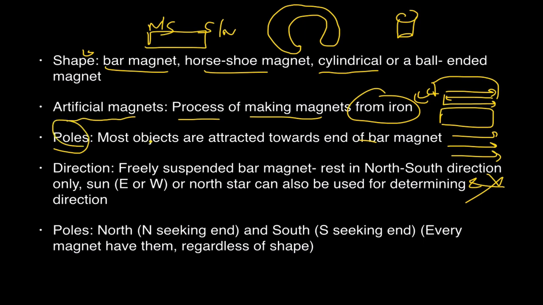Now what are poles? The ends of the bar magnet are where most of the objects are attracted.